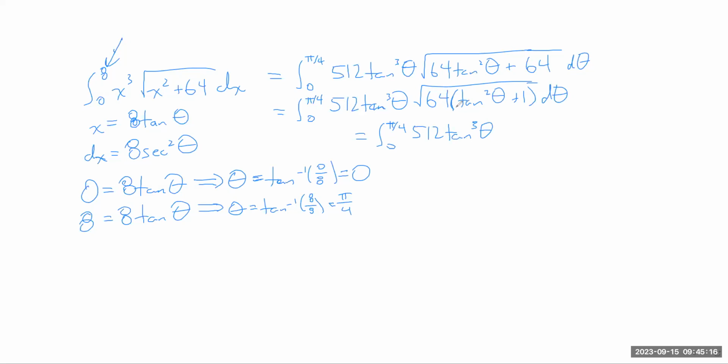So this becomes 8 times secant theta. 512 times 8 is 2048, times tangent cubed theta secant theta d theta. So Colin, was this where you were asking if you could drop the x back in?